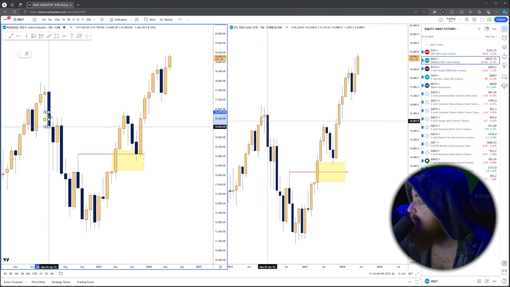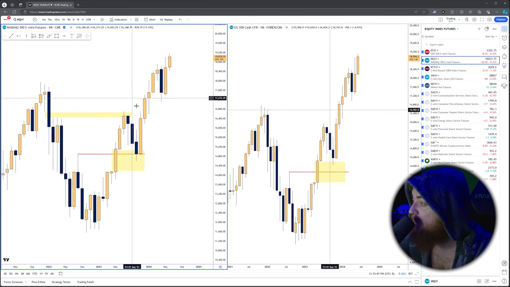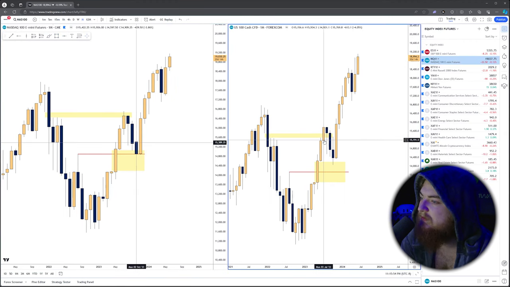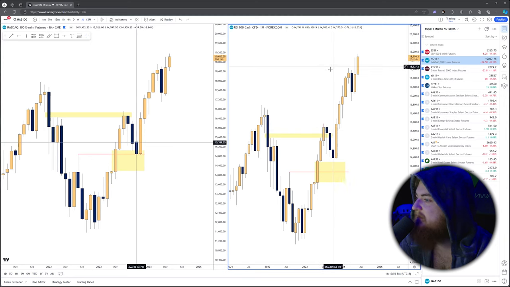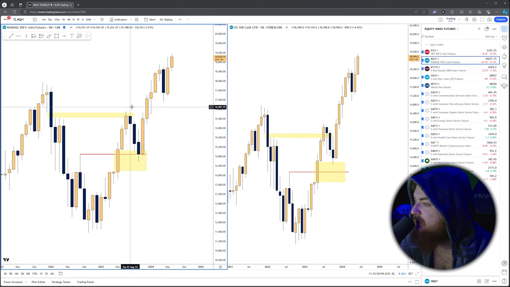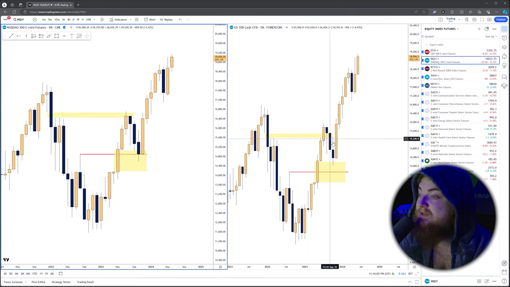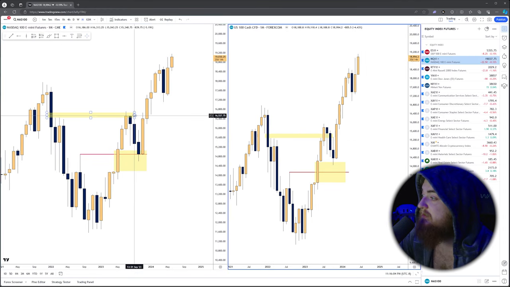On futures, we come up, we hold right in this fair value gap up here. On the CFD chart, we turn that inversion. Well, if you were looking at this, you would be like, well, this just turned inversion. Maybe it's time to go. But that fair value gap never turned inversion. Because again, the market follows the futures chart. It does not follow the CFD chart.